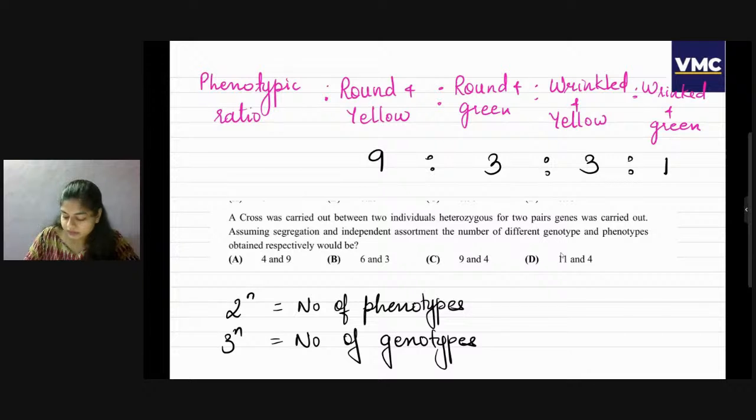So by putting in this formula you can work it out. Two individuals were heterozygous for 2 pairs of genes. 2 pairs of genes means this is a dihybrid cross, so the number of heterozygous pairs will be 2. So the number of phenotypes will be 2 squared, which is 4, and the number of genotypes will be 3 raised to 2, which is 9. Okay, 3 squared is 9.